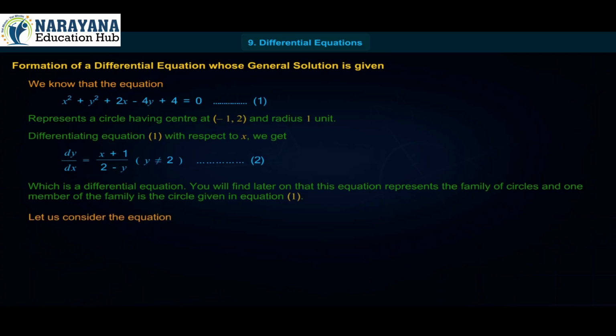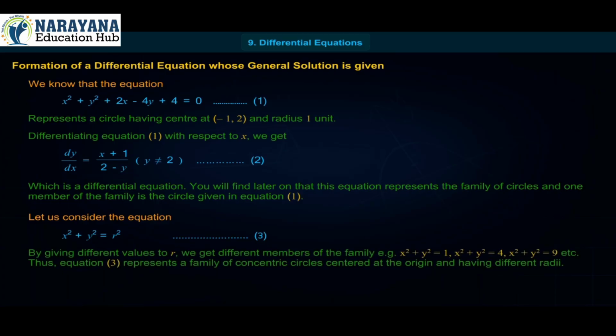Let us consider the equation x square plus y square is equal to r square, equation 3. By giving different values to r, we get different members of the family. For example, x square plus y square is equal to 1, x square plus y square is equal to 4, x square plus y square is equal to 9, etc. Thus, equation 3 represents a family of concentric circles centered at the origin and having different radii.